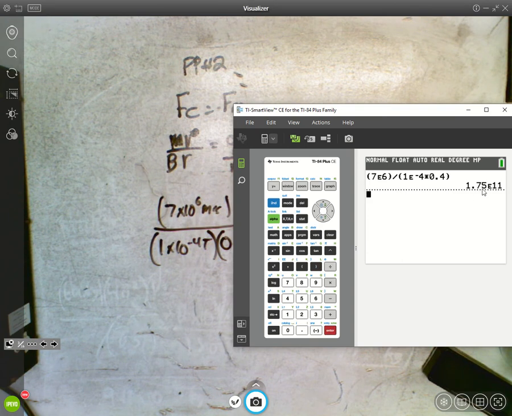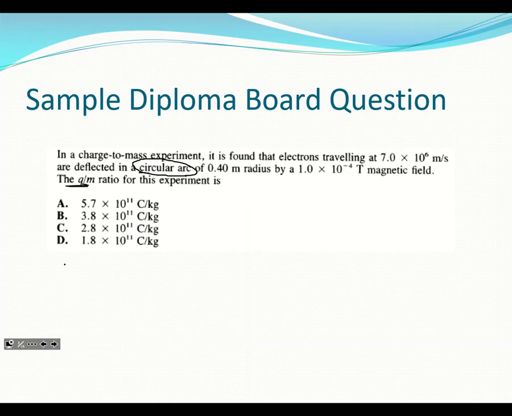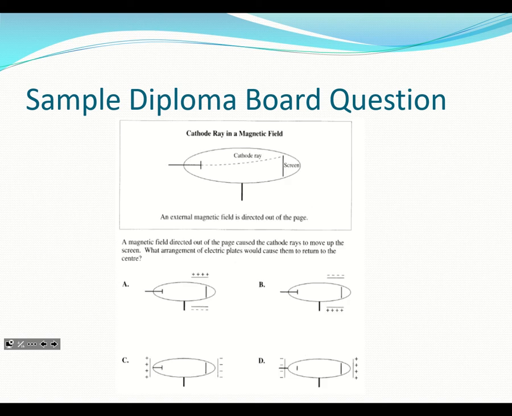So we get our charge to mass ratio is 1.75 times 10 to the 11, so 1.8 times 10 to the 11 is our charge to mass ratio. Okay, a magnetic field directed out of the page caused the cathode rays to move up in the screen. What is the arrangement of the electric plates that would cause them to return to the center? So you can see that our magnetic field deflected them upwards. So that means that our electric field would have to deflect them downwards.